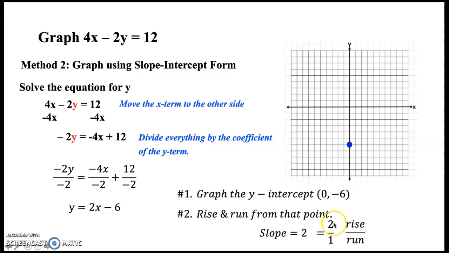Since both of these numbers are positive, I'm going to rise up 2 from that point and run in the positive 1 direction and plot a new point. And I can do that again. I'm going to go up 2, run 1, graph a point, connect the points with a straight line. Your straight line needs arrowheads at either end of the line, and we're done. That's all there is to graphing an equation that's given to you in standard form. Pick your method.